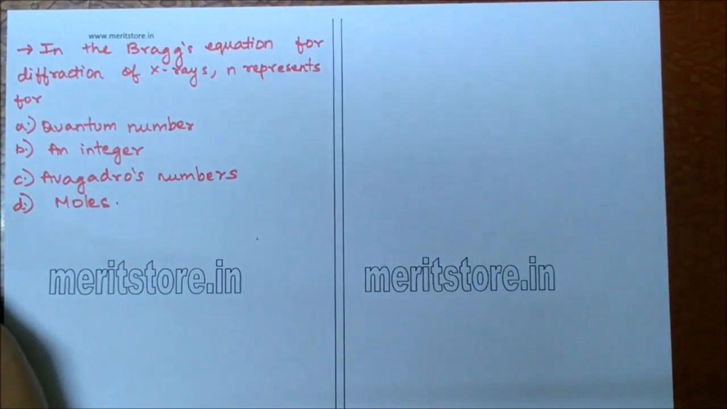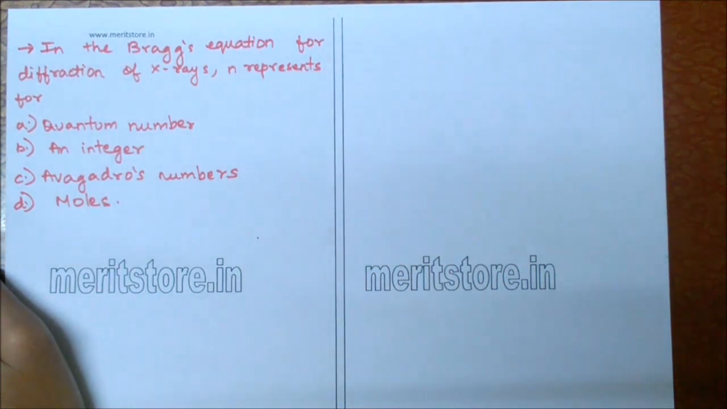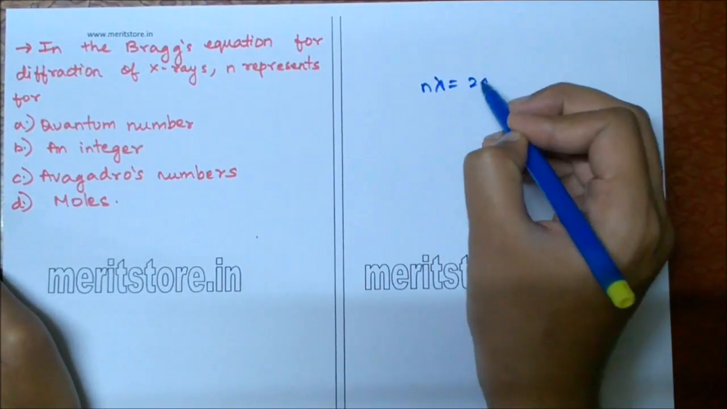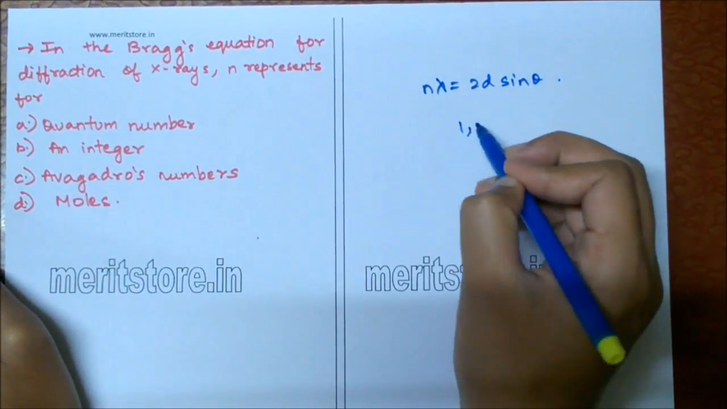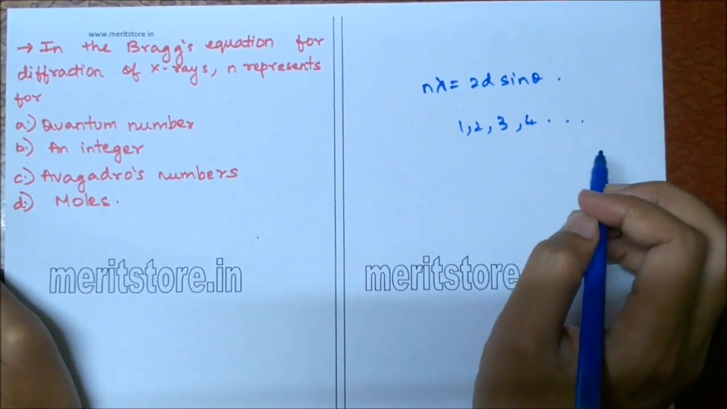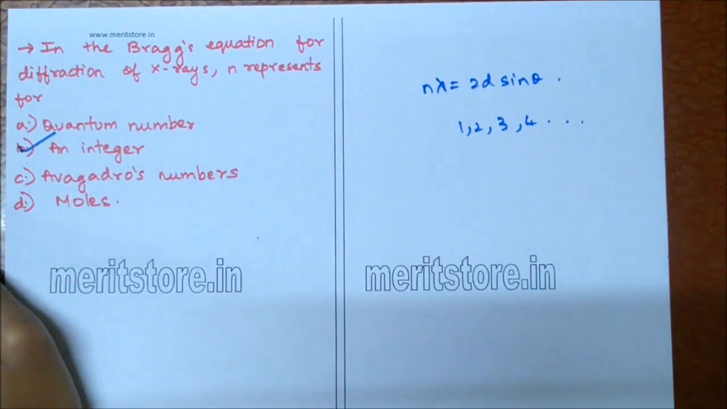In Bragg's equation for diffraction of X-rays, n represents: A) quantum number, B) an integer, C) Avogadro's number, D) moles. Bragg's equation is nλ = 2d sinθ, where n is an integer 1, 2, 3, 4 and so on. So here n represents an integer, option B.